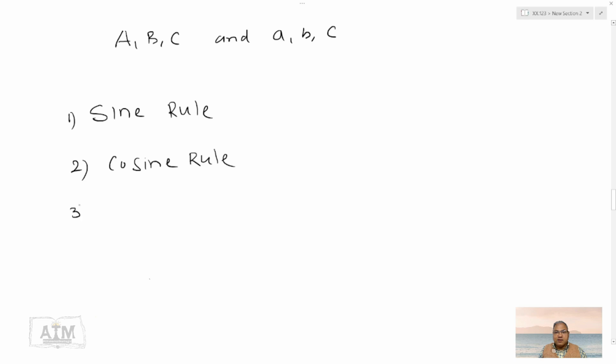The relation between ABC and small abc is given by some rules. What are these rules? One is the sine rule, another is the cosine rule, and the third one is the projection formula. You can also call it the projection rule. So we have three rules here. What are the three rules? The sine rule, cosine rule, and projection formula or projection rule.